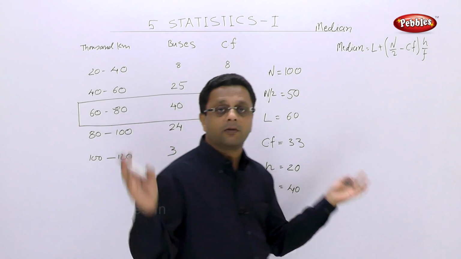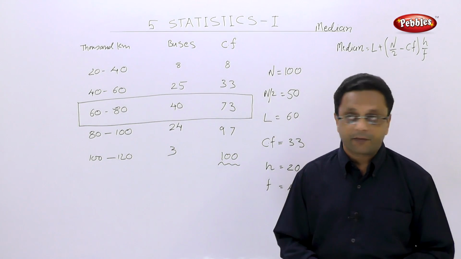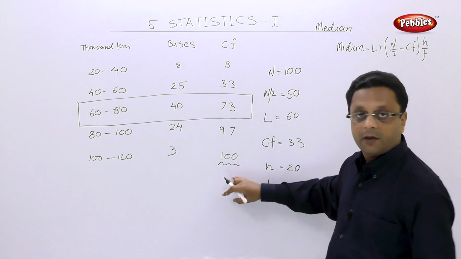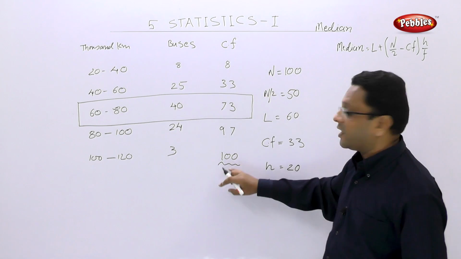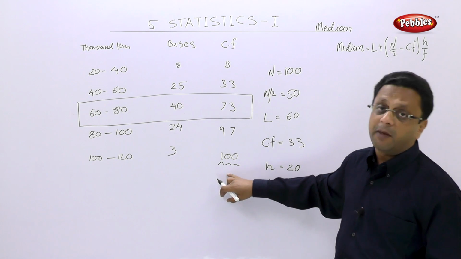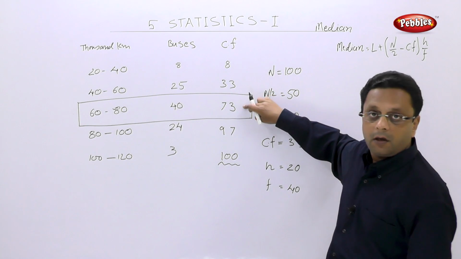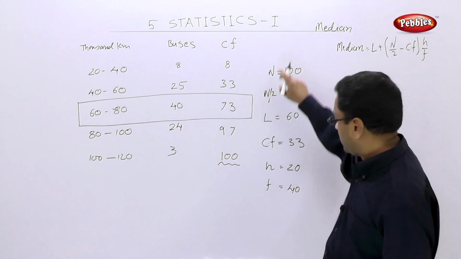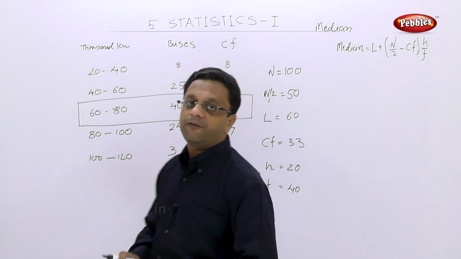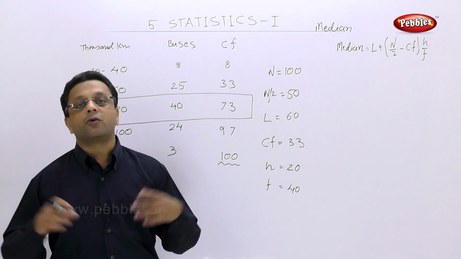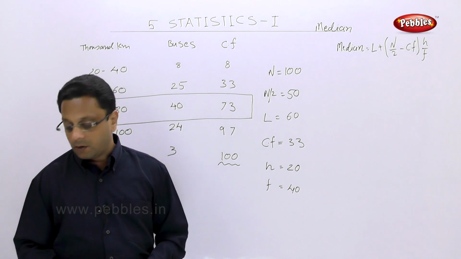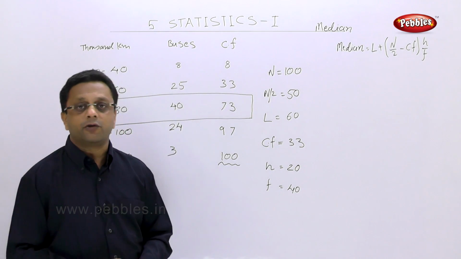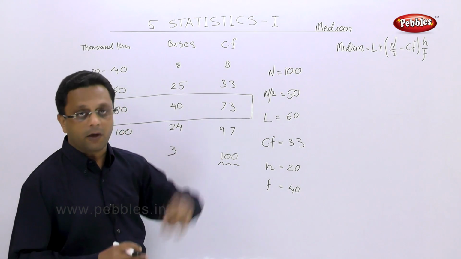Actually at this point your sum is over. You don't have to do anything else. Just calculate the cumulative frequency, find out what N is, that is 100, the final addition of all the frequencies. N by 2 is 50, so I take the class just above 50, that is 73, then write down all these values, substitute in the formula and you will get the median. It's so easy. It is not like your mean where you have to do lots of calculations. We are just going to substitute these figures into our formula.